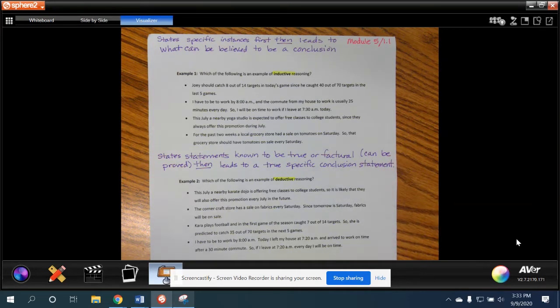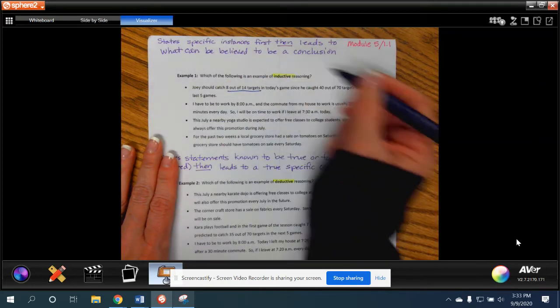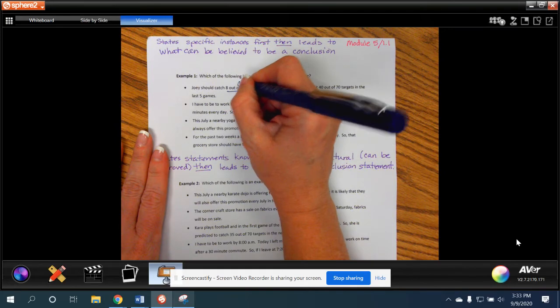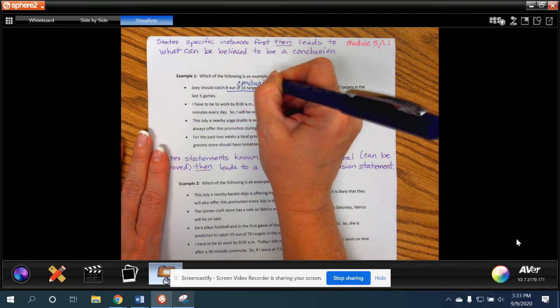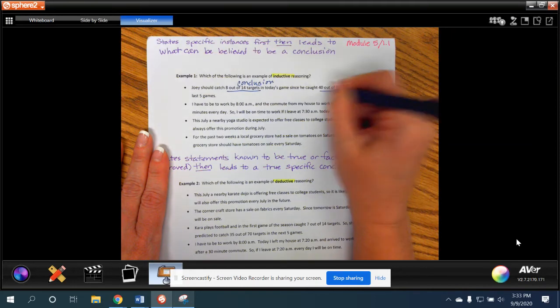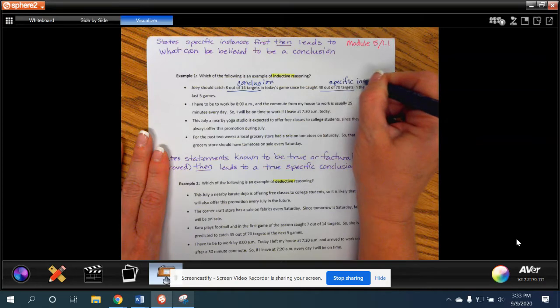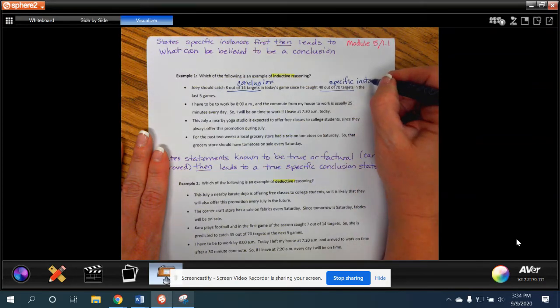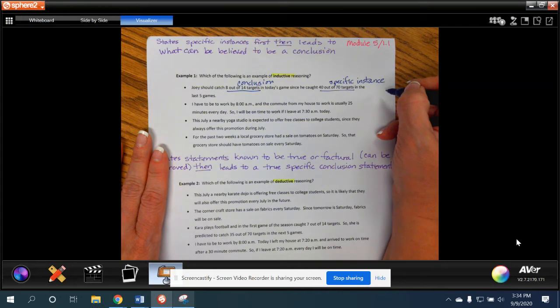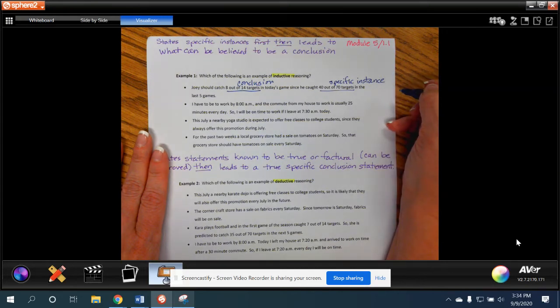Looking at the first item, I have Joy could or should catch 8 out of the 14 targets in today's game, since he caught 40 out of 70 in the last game. So it starts off with that as the conclusion. This is what should happen. And the specific instance is afterwards. So because that specific instance comes after, this is not inductive. So we throw that one out.